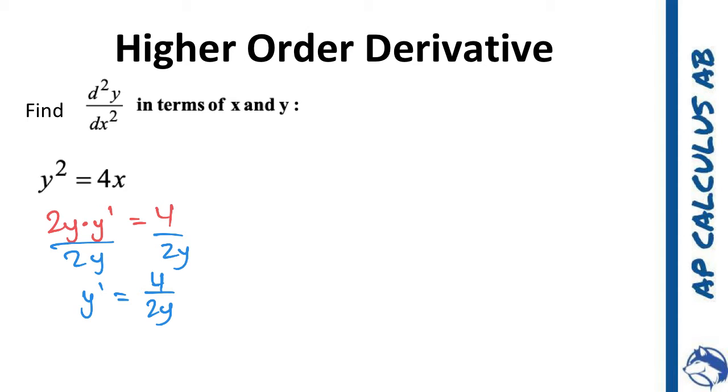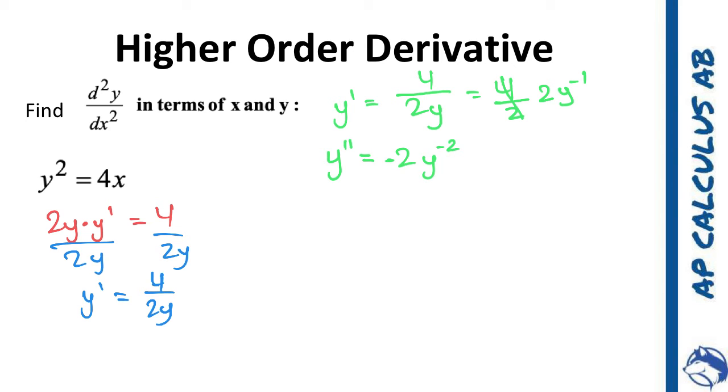So now we have to take another derivative. I'm just going to start doing it implicitly again. Whenever you see y prime, you're going to get a y double prime, and just the same as before, anytime you see a y, you take the derivative and then you get the y prime. So right here, we've got y double prime is equal to, I'm going to think of this as 4 over 2, which is just 2, y to the negative 1. So I'm going to get negative 2 y to the negative 2 times y prime.